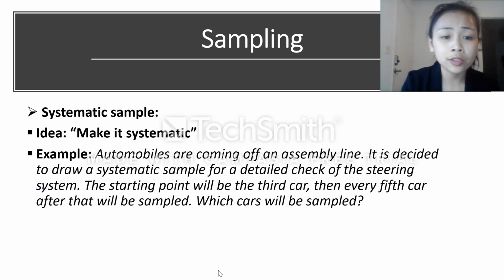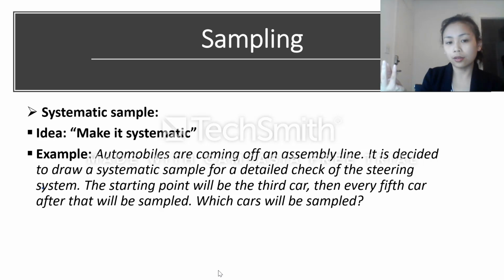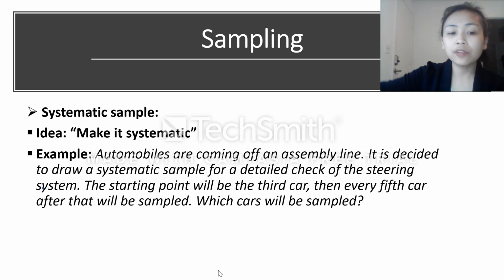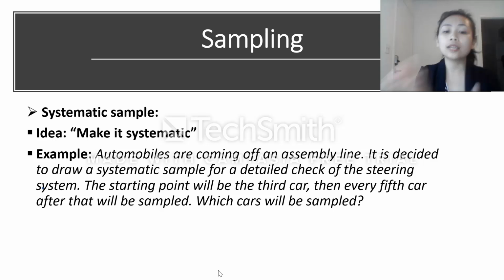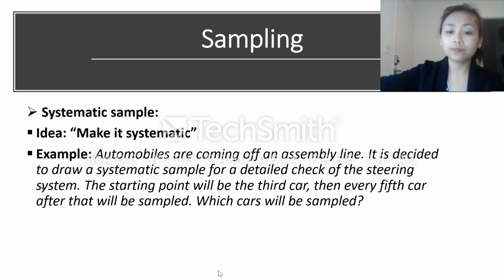Another example of a systematic sample is, let's say automobiles are coming off an assembly line. It is decided to draw a systematic sample for a detailed check of the steering systems. The starting point will be the third car. So the investigator will take the third car, and every fifth car after that will be sampled. So he takes the third car, then the eighth car, then the 13th car, and so on.